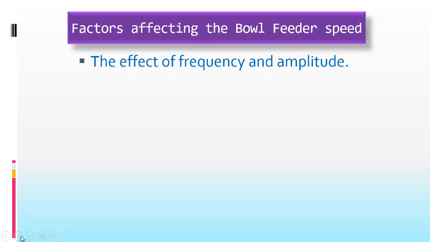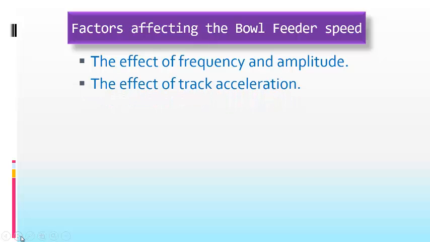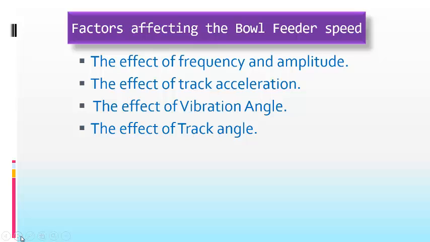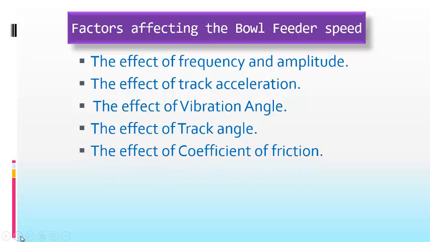We talked about this in the last lecture, but let us say them again. Those factors are the effect of frequency and amplitude, the effect of track acceleration, the effect of vibration angle, the effect of track angle, and the effect of coefficient of friction. Those are the 5 effects on bowl feeder speed, and we have talked about them in the last lecture. You can go back and see more about them.